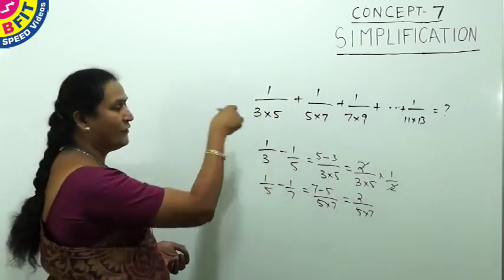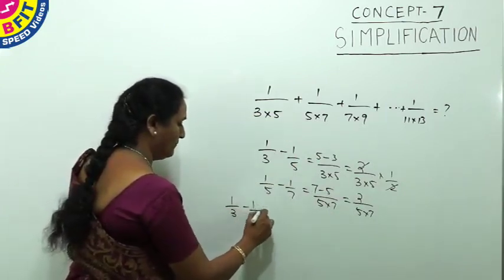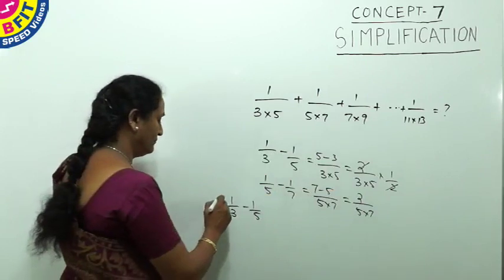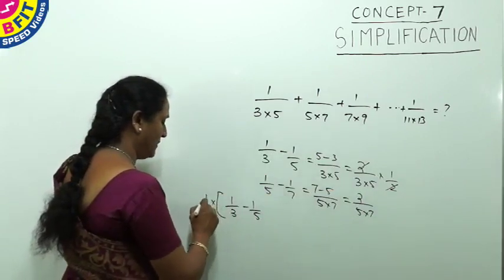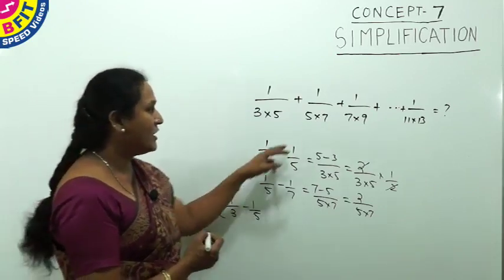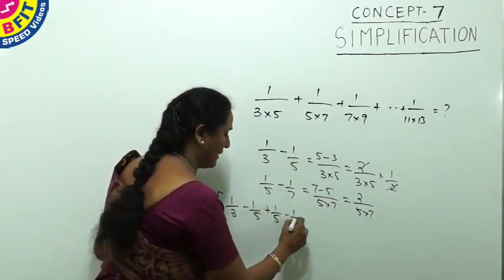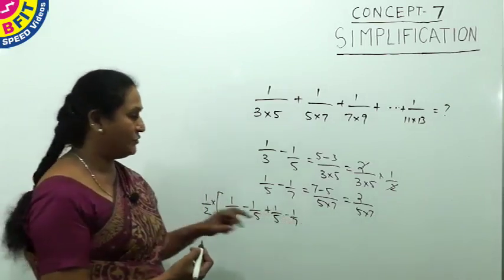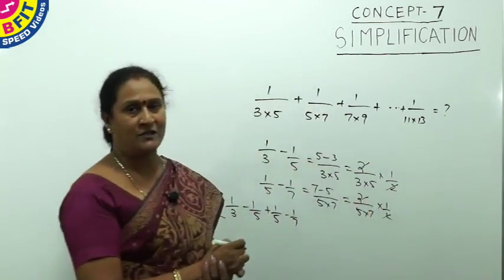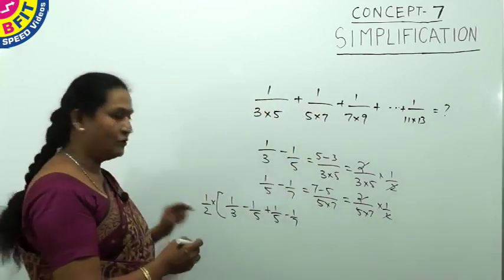So here, instead of 1 by 3 into 5, we will write 1 by 3 minus 1 by 5 and multiply it with half, or divide it by 2. So it is half of 1 by 3 minus 1 by 5. Instead of 1 by 5 into 7, we will write plus 1 by 5 minus 1 by 7 and divide it by 2. When we divide this by 2, we get 1 by 5 into 7. The same way we can split all the fractions and divide throughout by 2.